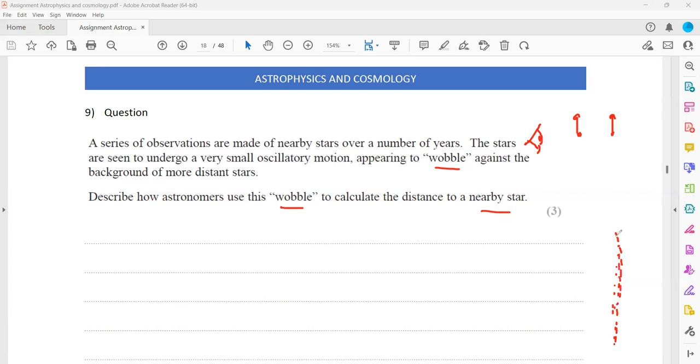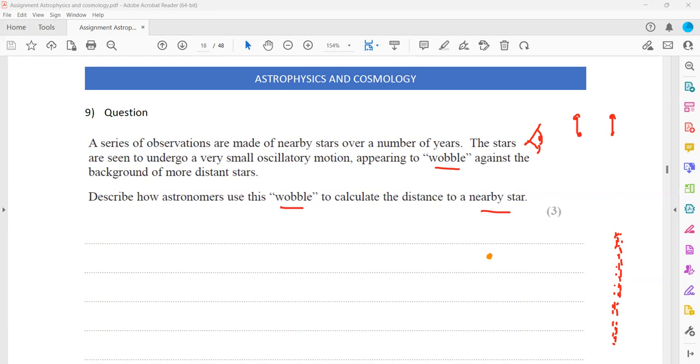So we have the background stars, which are far from us, so their relative change in position is negligible or very small. This technique can be used for a nearby star. So we focus on any one of the nearby stars and observe it for a period of 6 months.